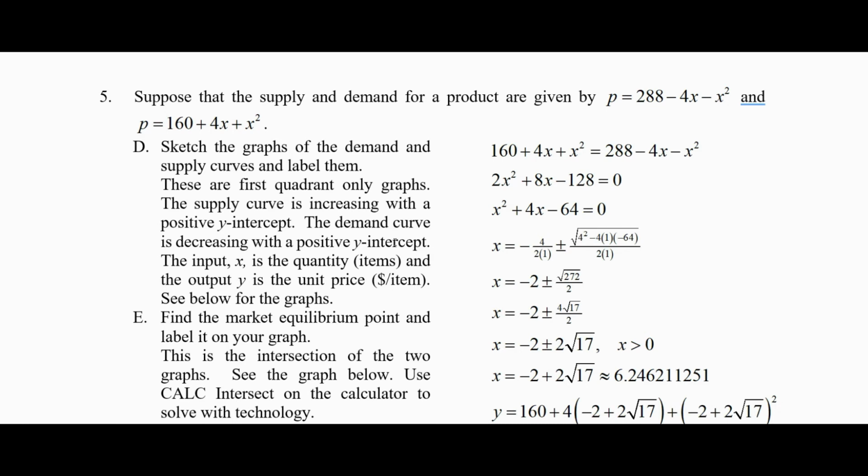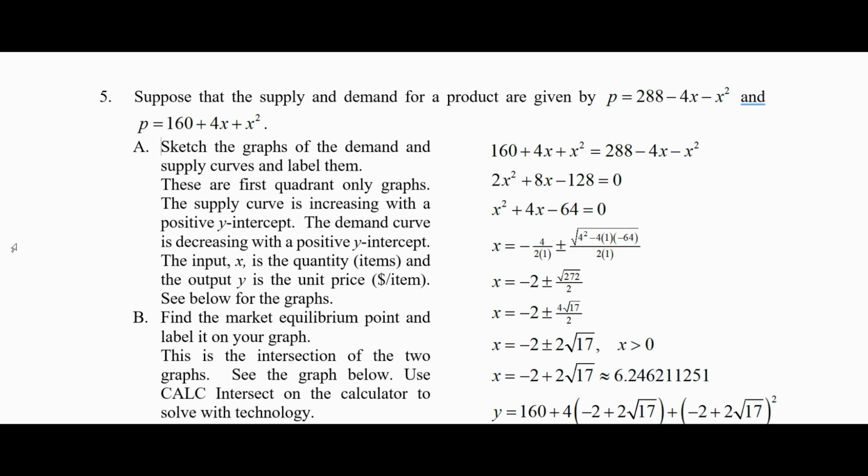All right, the next one is a business application. We do a lot of these in survey of calculus. Suppose that supply and demand for a product are given by P equals 288 minus 4x minus x squared, and P equals 160 plus 4x plus x squared.